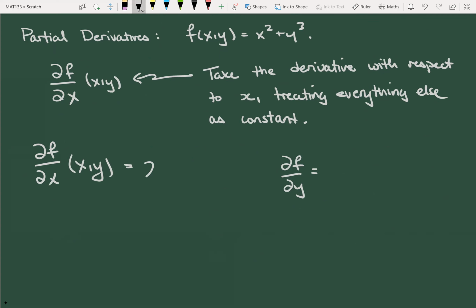2x, beautiful, perfect. And then what's df dy? We use the curly d, so instead of saying df dx, we would say partial f partial x. So what's the partial of f with respect to y in that case? 3y squared, beautiful, perfect.